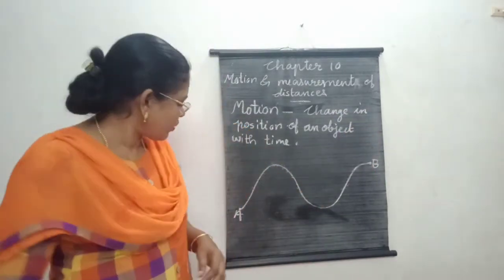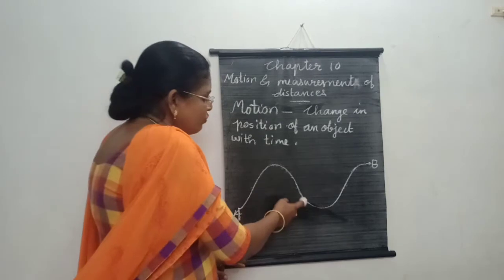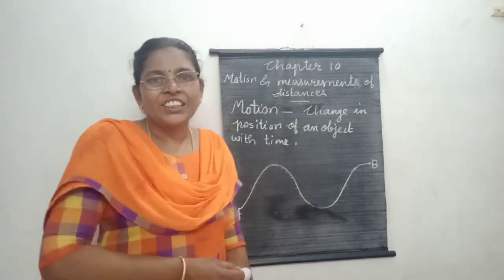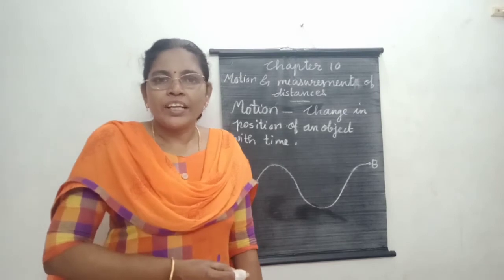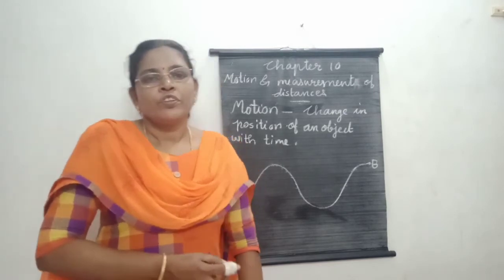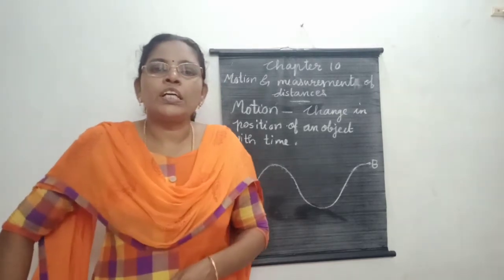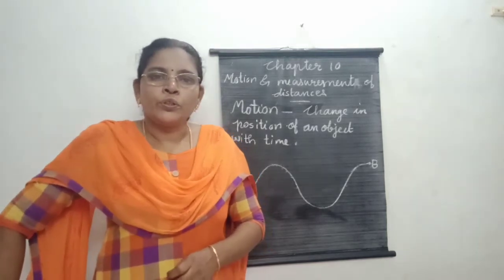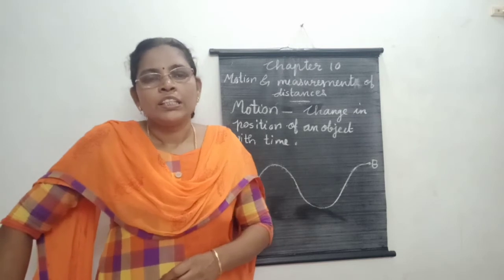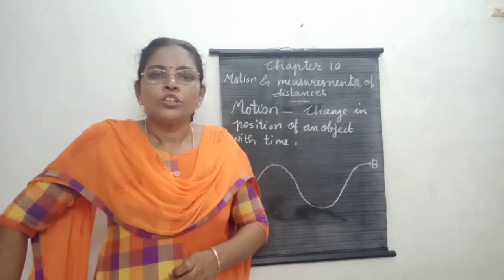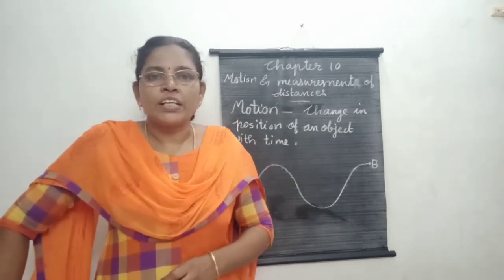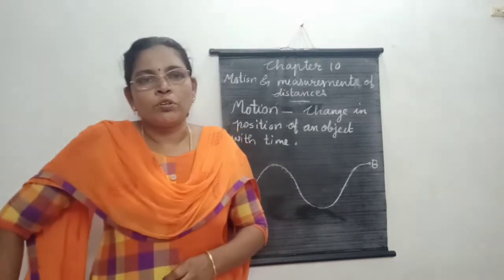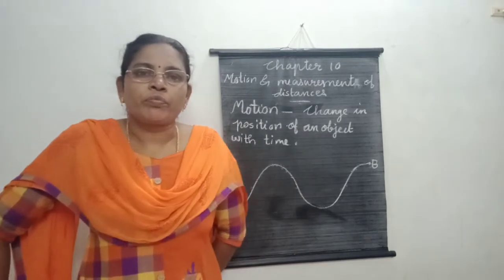So, what is the actual length of the curved line AB? It is 68 centimeter. Clear? So, to measure a given curved line, we use a thread and a meter scale to measure the length of the curved line. Okay. Then now we are going to study the term motion.